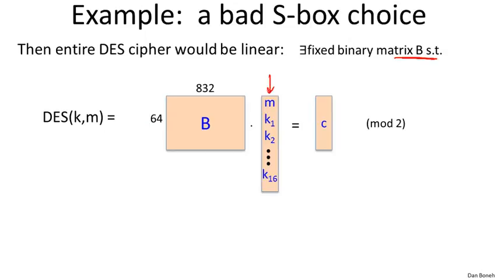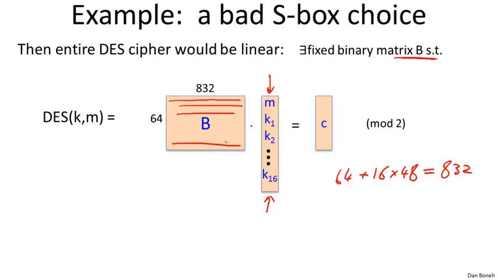Basically, what I would do is I would write the 64-bit message plus the 16 round keys as one long vector, right? So the message is 64 bits, and there are 16 round keys, each one is 48, and if you do the math, it's basically 832. Okay, so I write these guys, the keys and the message, as one long vector, and then there would be this matrix that essentially, when you compute these matrix vector products, you get the different bits of the ciphertext.